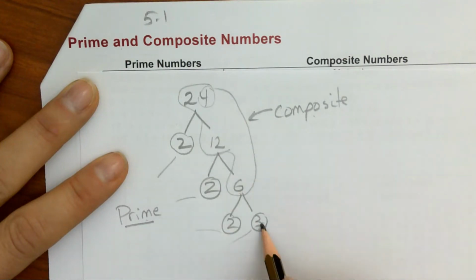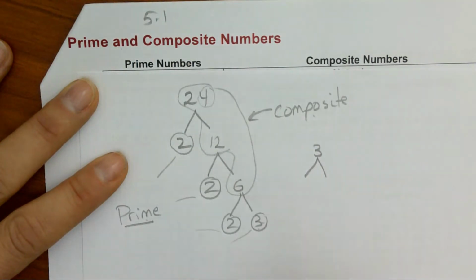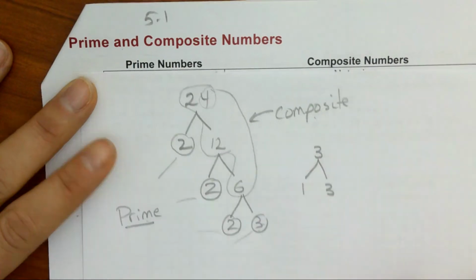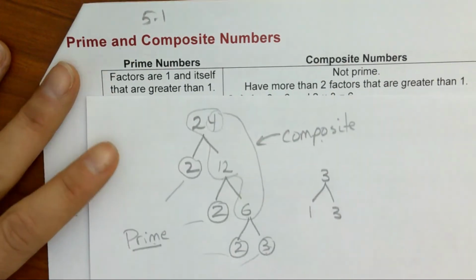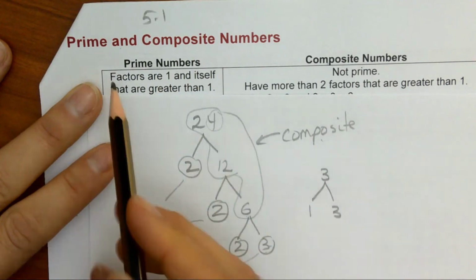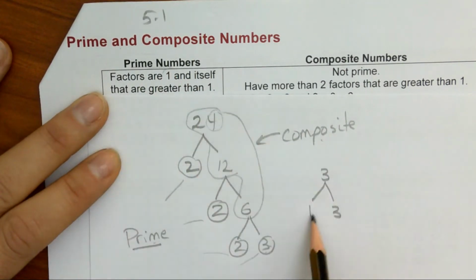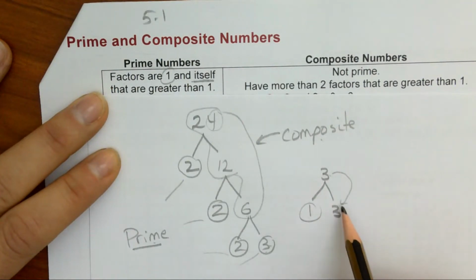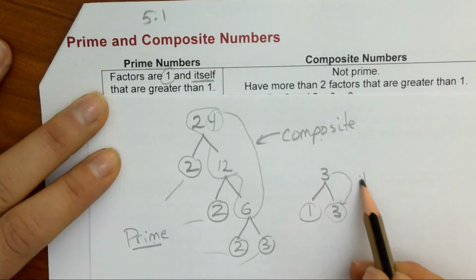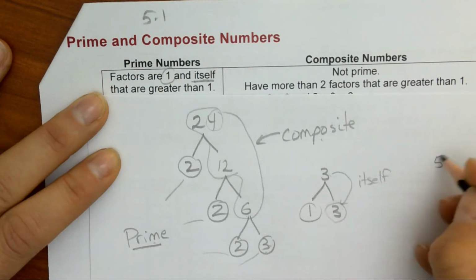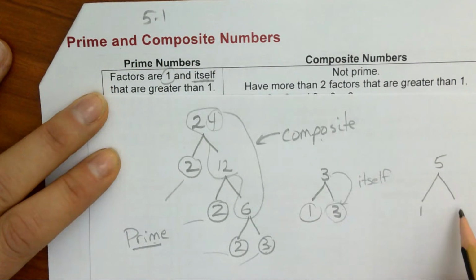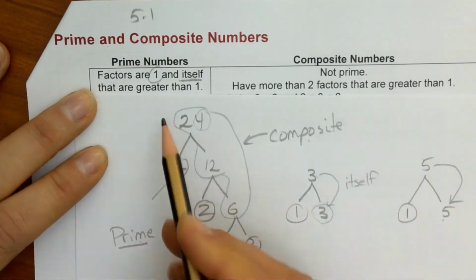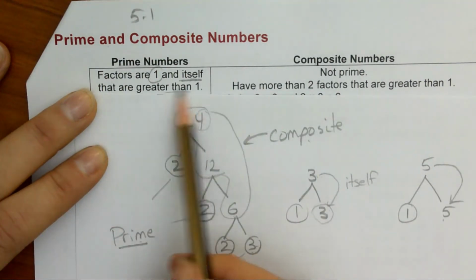So if I take 3 and I want to say what times what is 3, well, the only answer is 1 and 3. Okay? And here, when I have a prime number, the only factors are 1 and itself. So whatever number is here, it has the same number down here, itself. Okay, so if I take 5, what are the factors of 5? Only 1 and 5. 1 and the number itself. So that's what a prime number is. And prime numbers have to be bigger than 1.